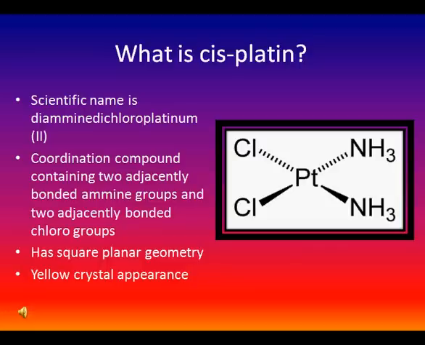Since platinum is a d8 metal, it forms square planar coordination compounds, which can have two stereoisomers, cis and trans, where the two like groups are either bonded adjacently to each other or across from each other. This compound is of the cis conformation, hence the name cisplatin.